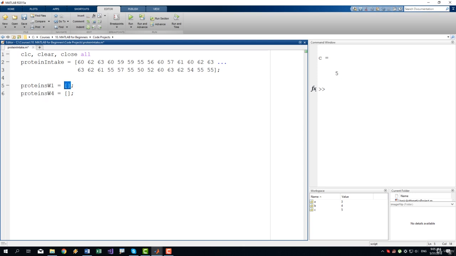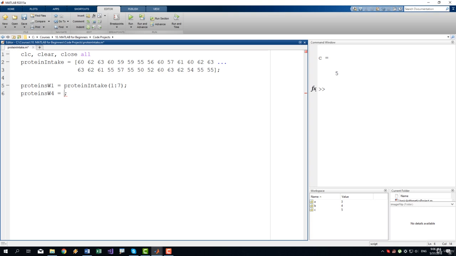Now, what is that something? The first week is easy. The first week will be simply protein intake from 1 to 7. We're taking the first 7 elements from the protein intake vector. But the last week is a bit tricky. And by the way, so are the rest of the weeks that we're going to use.